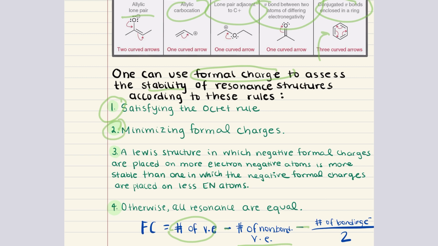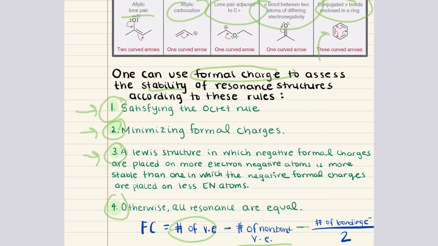The second is minimizing formal charges. The best resonance structures distribute electrons in a way that results in the fewest overall formal charges. Then you want to place negative formal charges on more electronegative atoms. So if a negative charge is present, it is more stable when it's assigned to the most electronegative atom in the structure. On the other hand, positive charges should be placed on less electronegative atoms. And finally, if all of these rules are equal and followed for every resonance structure you have drawn, then all of the resonance structures contribute equally. So if multiple structures satisfy these rules equally, they contribute similarly to the resonance hybrid.